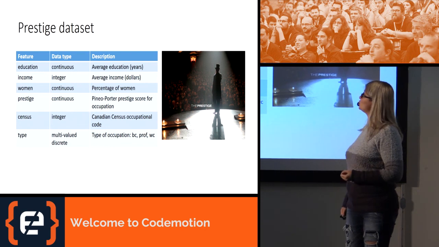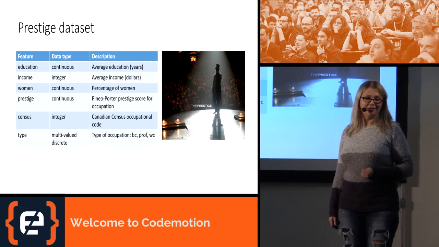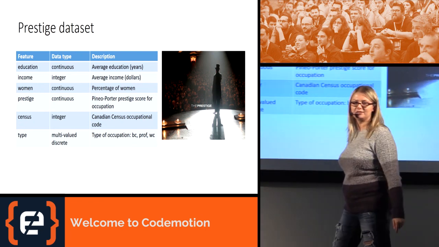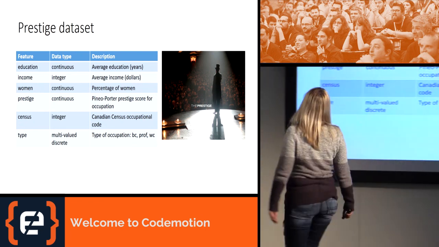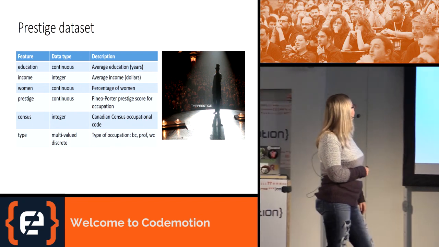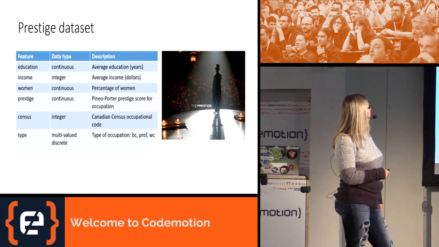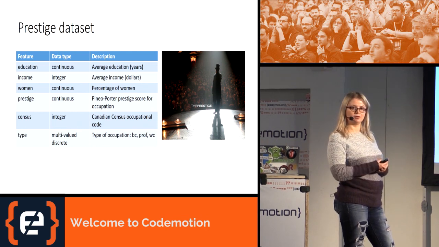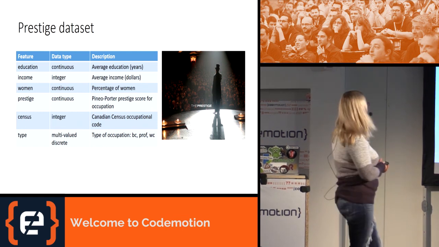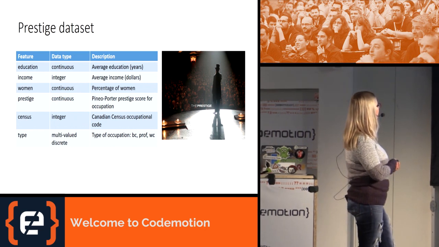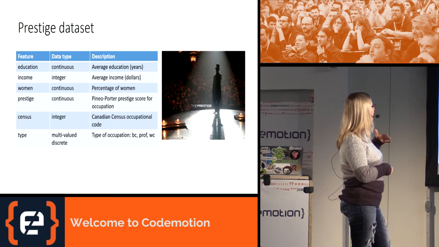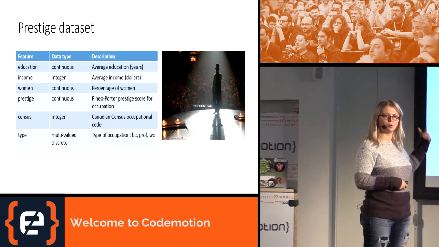So I will show you how to do in R the regression model on the Prestige dataset, which is a built-in dataset in R. So what we have here is education, income, percentage of women in the data. Prestige is like an index, so this is what we will be predicting. And then there is census data, which is like a code, the occupational code, and the type. Is this a blue-collar, professional, or white-collar job?